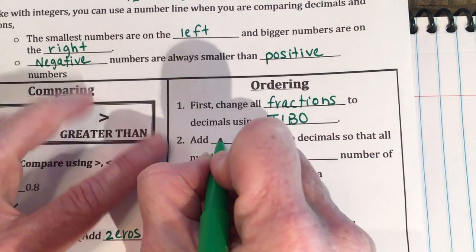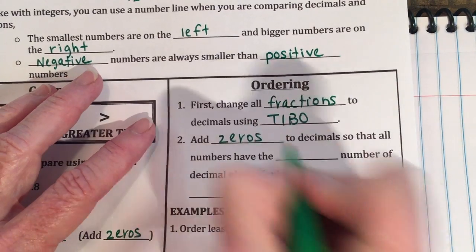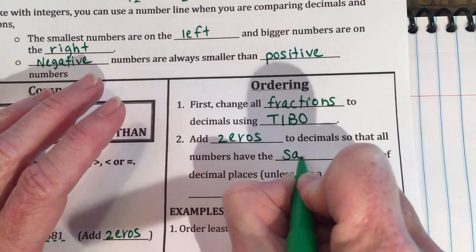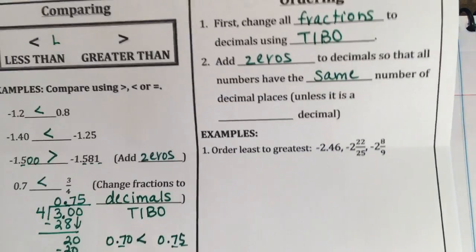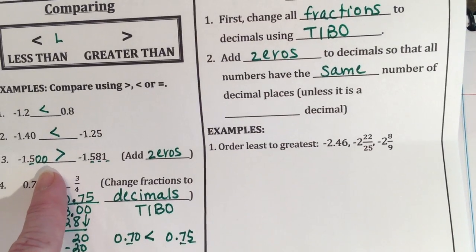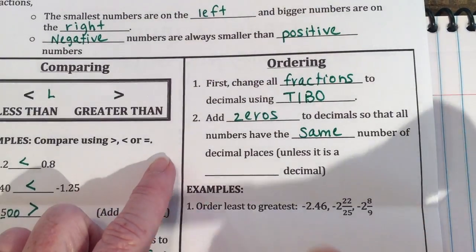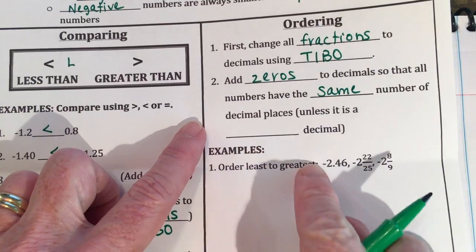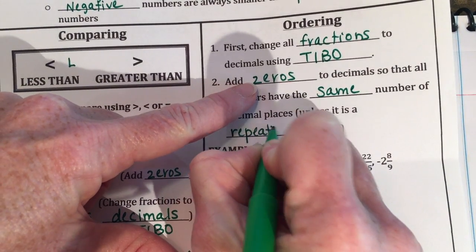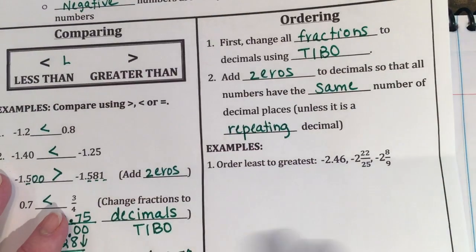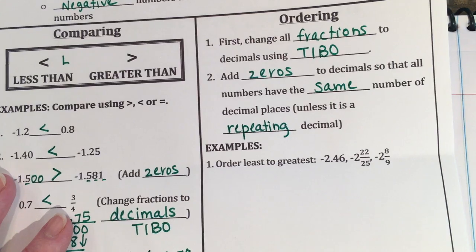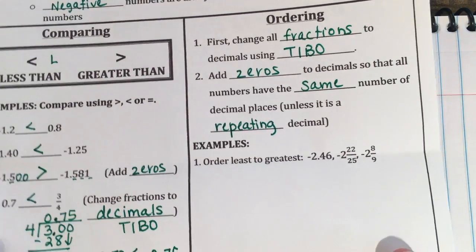Then if we need to, we're going to add zeros to the decimal so that all the numbers have the same number of decimal places. That's what we did over here when we added zeros to our numbers. The only time you don't add zeros, and we'll see an example of that, is when you have a repeating decimal. So if a number is repeating 3 over and over again, you won't add zeros, you'll add whatever's repeating. You'll add the 3 if it's repeating a 3. And I'll show you an example in a minute.